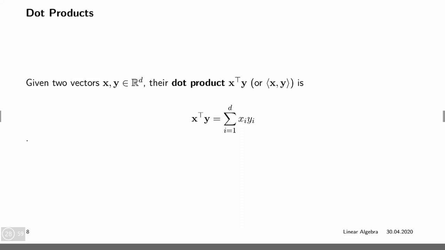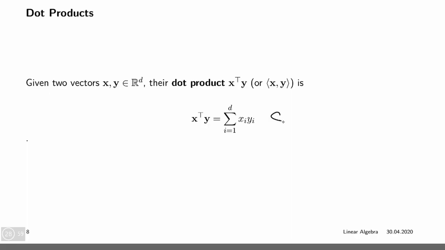The dot product is a reduction operation over two different vectors. So given two vectors x and y, which are both elements of R^D, their dot product is denoted by x transpose y, or we use these angular brackets to denote the same thing. So both of these denote the dot product between two column vectors. Then this is defined as the sum from i equals 1 to D of the product of the corresponding entries of x and y. Now the result of this, again, is a scalar. So this is a reduction operation.